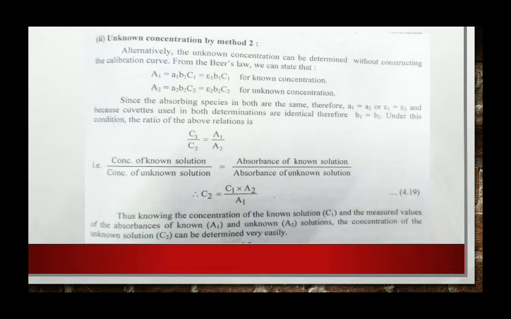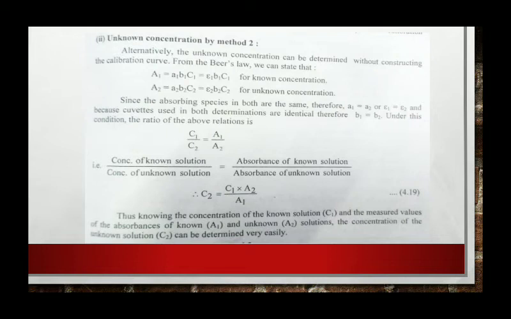Alternatively, the unknown concentration can be determined without constructing a calibration curve. From Beer's law, we can state A1 is equal to epsilon 1 b1 c1, and A2 is equal to epsilon 2 b2 c2. Since the absorbing species in both are same, therefore epsilon 1 is equal to epsilon 2, and because Q.A.T. used in both determinations are identical, therefore b1 is equal to b2.